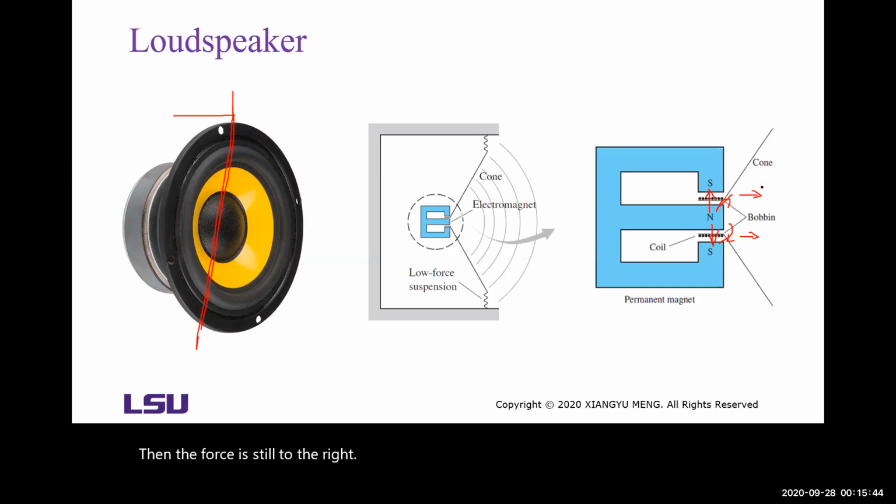This force will cause the coil to move to the right. Then it will cause the motion of the cone. The cone is connected to the bobbin. At two ends, it has a low force suspension. Then the cone pushes the air, creating sound waves.